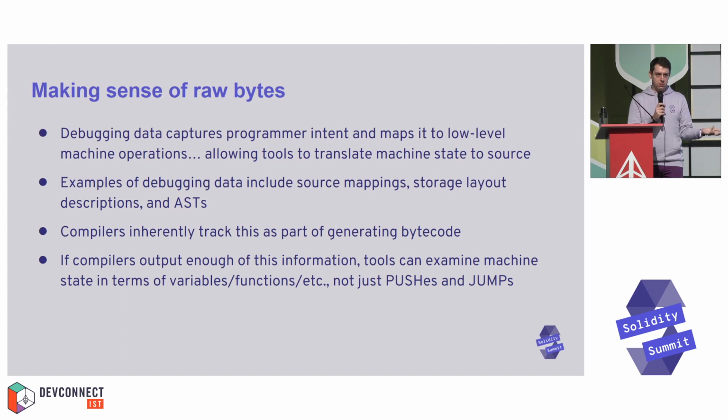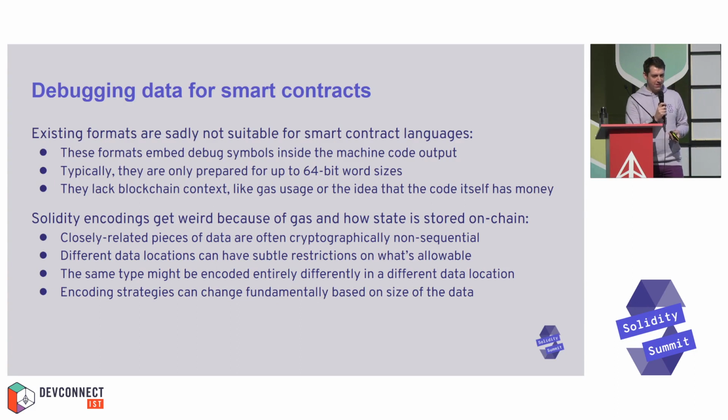Fortunately, this is part of what compilers do. They just need to output it. And then you go from pushes and jumps to function calls, etc. So there are existing data formats for debugging, but they won't work on the EVM. For one, DWARF. DWARF is the biggest, most common debugging data format right now. I think it's on version 4 or whatever. It expects compilers to put the debug symbols directly in the bytecode. I do not think any one of you wants debug data on mainnet. So not the same paradigm, right?